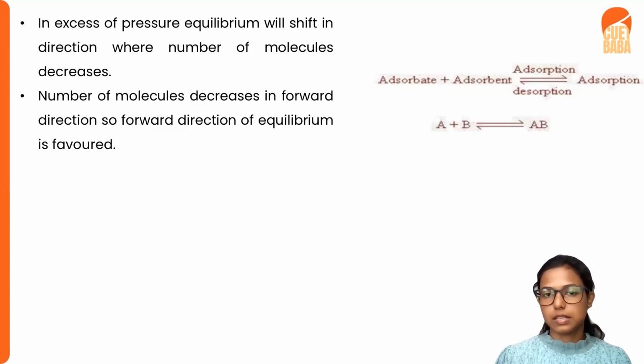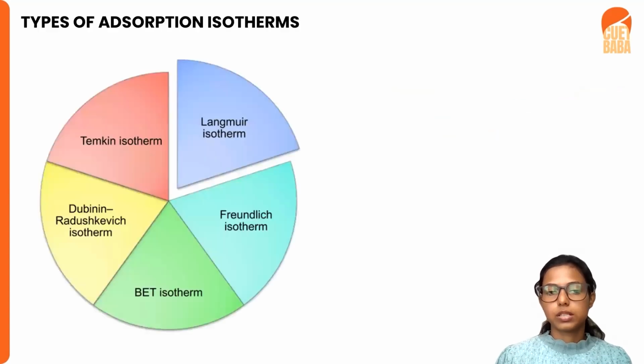So when the pressure of the system increases, the system will try to increase the rate of forward reaction. So adsorption will occur at a faster rate. Next, we are going to see about the different types of adsorption isotherm.